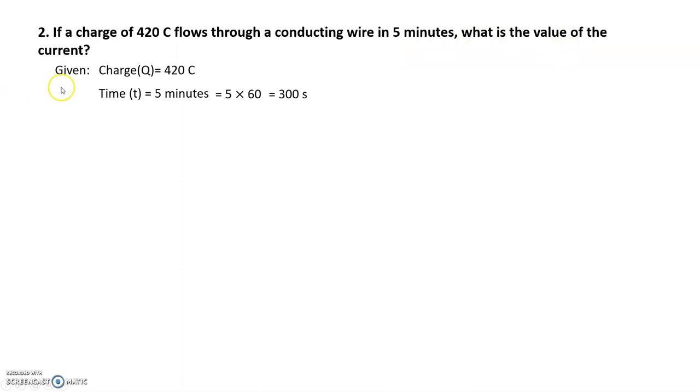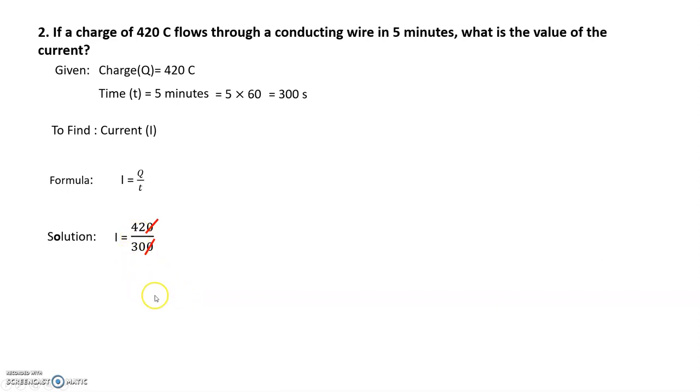What is the value of current? So to find current I, the formula used will be I is equal to Q upon T. So let's begin with the solution. We'll substitute the values. I is equal to 420 upon 300. Now we have to reduce it. You know there are zeros in the last digit in both numerator and denominator. So we can cancel it, so that now it is 42 upon 30.